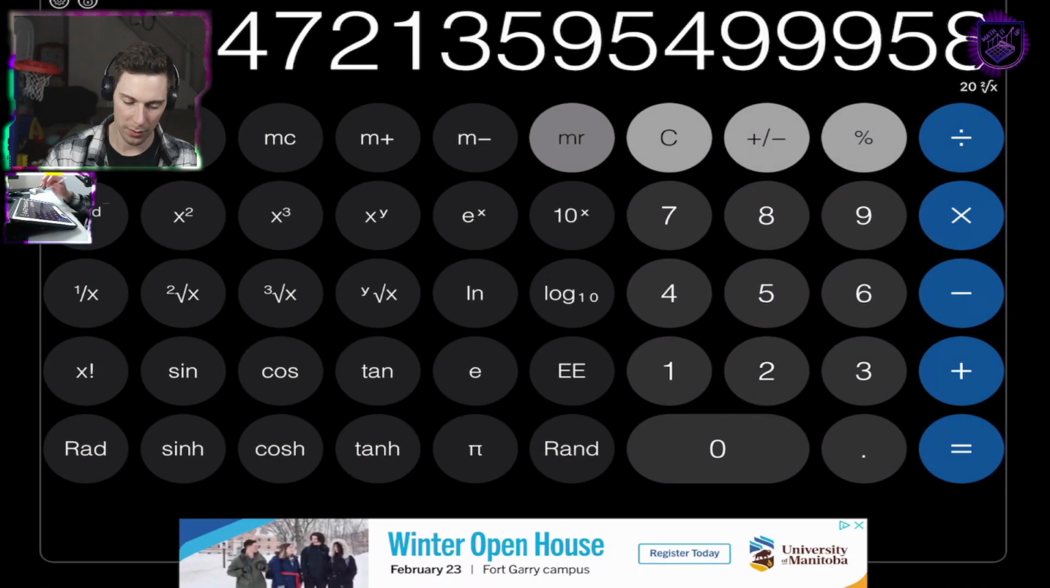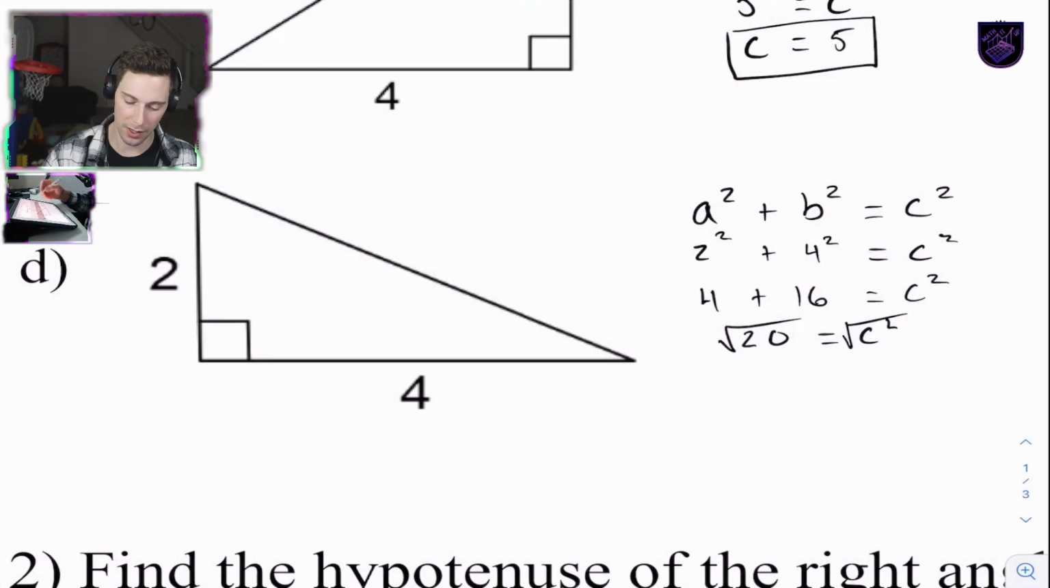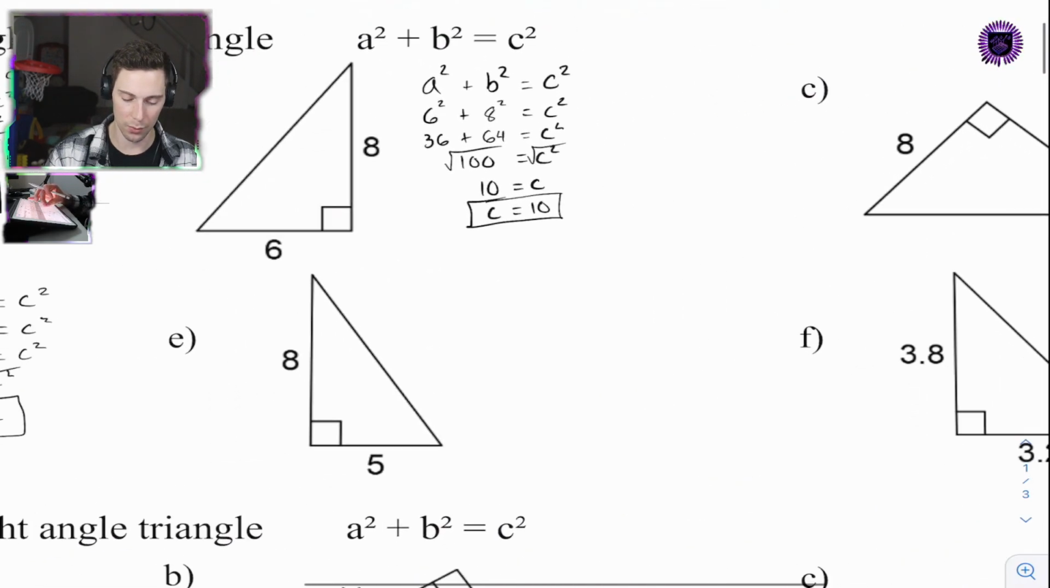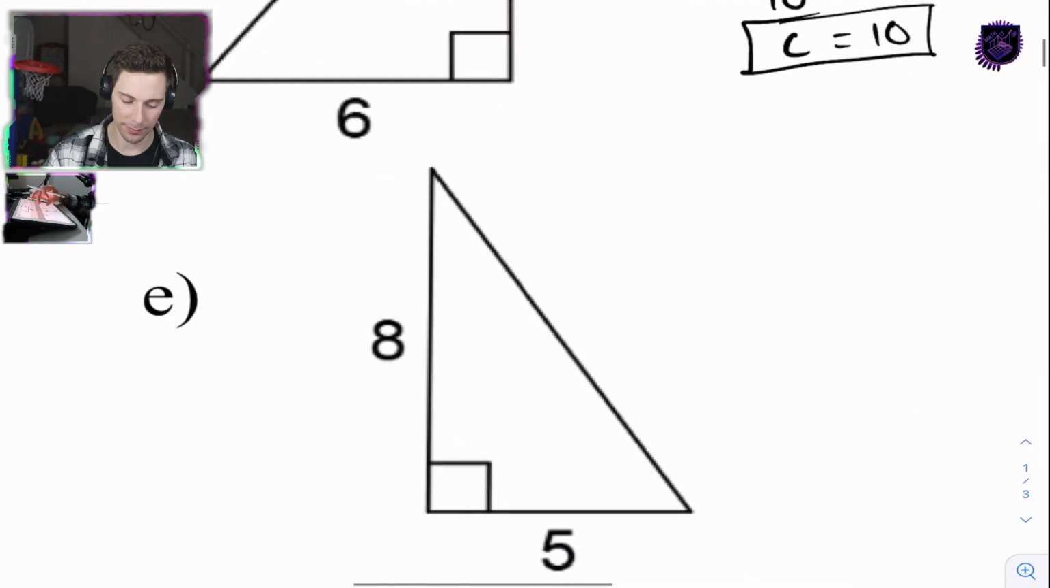The square root of 20 is 4.47. So we're going to round that up to 4.5. Well, let's leave it at 4.47, and on the answer sheet it'll be 4.5 because they rounded. There's our answer. C equals 4.47. Let's do 1E.